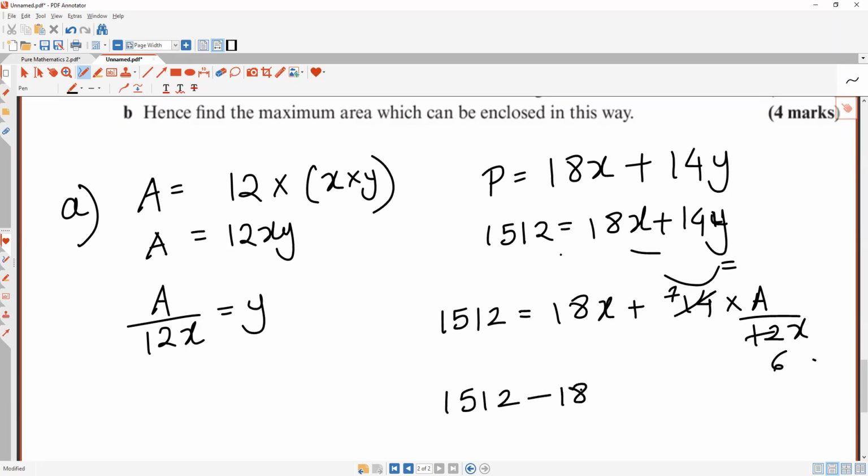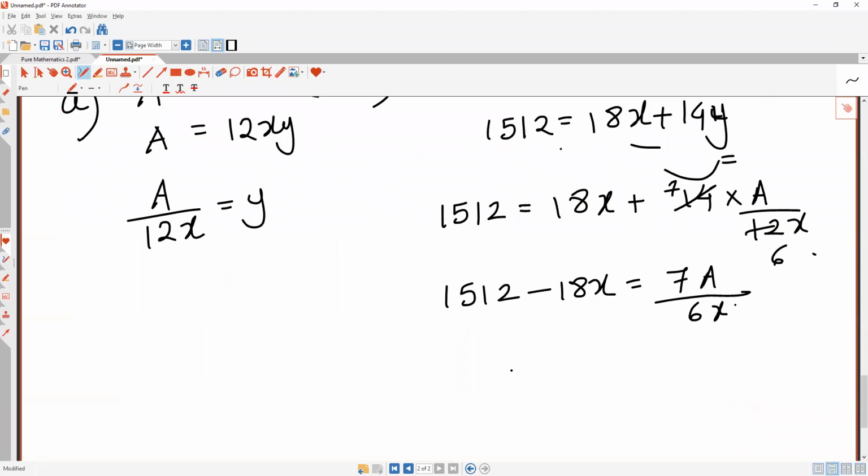So 1512 minus 18x is equal to 7A divided by 6x. Now let's do cross multiplication of this. If I do cross multiplication, it's going to be 6 into 1512. How much is it? I have the calculator. I didn't even start today's normal class yet, by the way. 6 into 1512 is 9072, minus 18 into 6, which is 108.